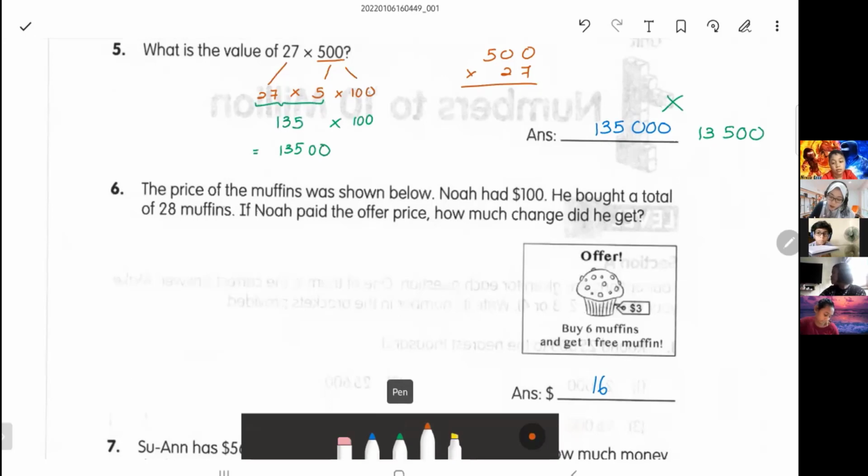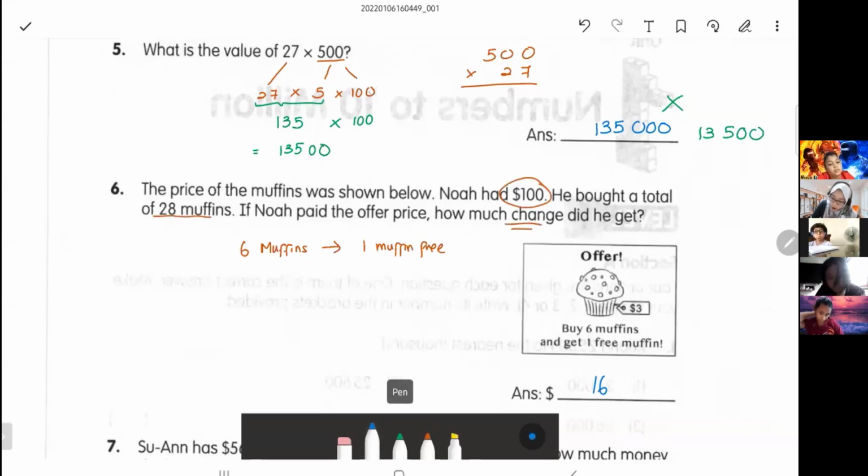The price of the muffins was shown below. Noah had $100. He bought a total of 28 muffins. If Noah paid the offer price, how much change did he get? The offer is this: buy 6 muffins, get 1 muffin for free. So he bought a total of 28 muffins. Okay, let's write down first. 6 M is muffin, I write down 6 muffins, I get 1 muffin free.